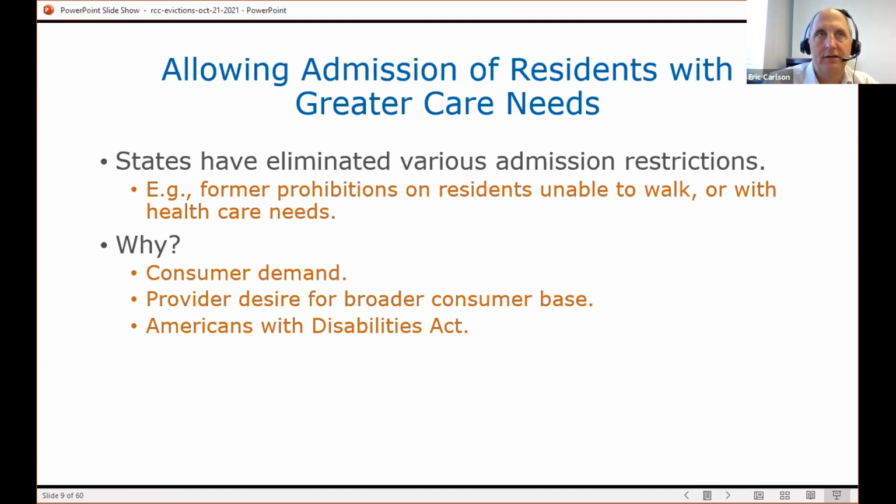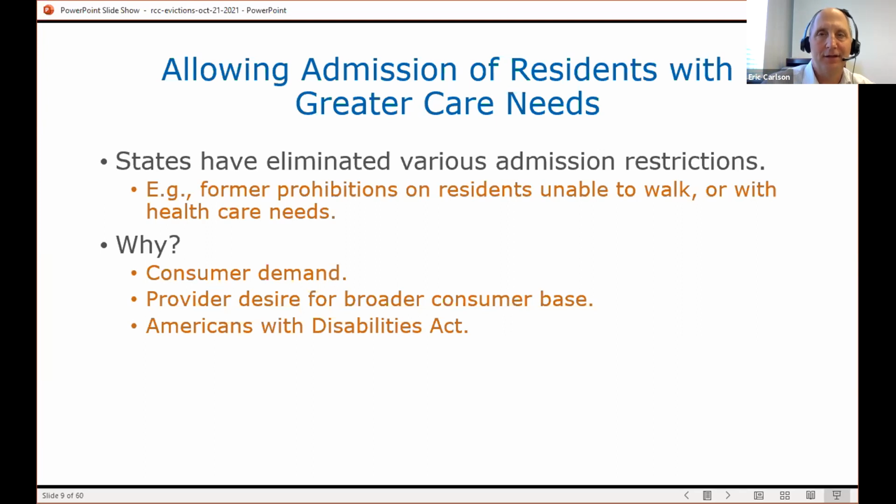And you still see limitations based on healthcare needs, healing wounds, administration of medication, etc. But in general, these restrictions are not as restrictive as they have been in the past for a few reasons. One is that that's what consumers want. They don't want to be forced to leave assisted living and move into a nursing facility when they instead maybe would be able to stay in the assisted living setting for months and years longer.